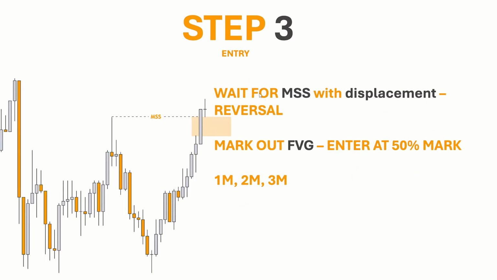Now, I've explained what a market structure shift is. Now, for displacement. Displacement is basically market moving with a lot of volume, moving quickly. In our case, you can see we had a market structure shift with displacement. Your market structure shift is only valid if the significant high has a body closure above it. So in our case, you can see the body of the candle has closed above the significant high, making it a valid market structure shift.